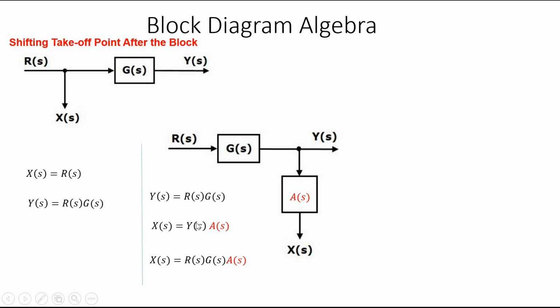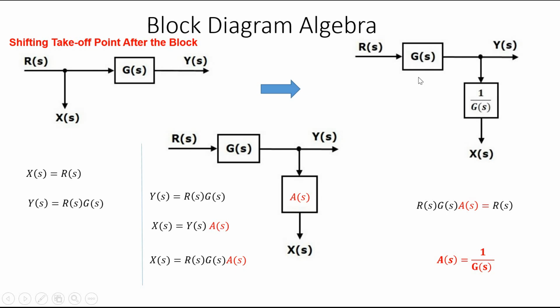So x of s is again y of s, which is r of s into g of s, so it becomes r of s, g of s, a of s. So we can equate these two, x of s. So r of s into g of s into a of s equal to r of s, or we get a of s equal to 1 by g of s. So if we are moving this takeoff point after the block, we have to multiply by 1 by g of s, this block value.